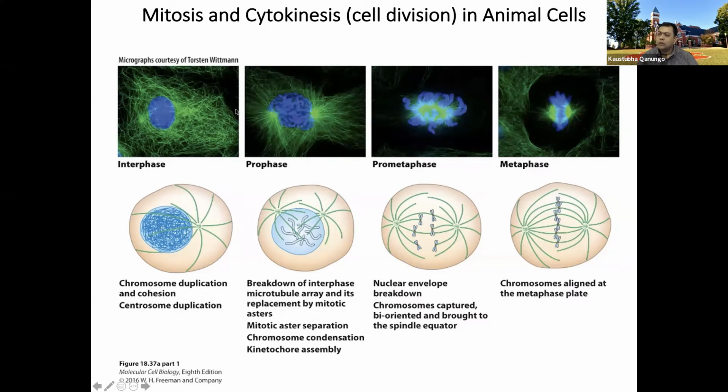So you can see that all the chromatins, this is a DNA specific dye, so all the chromatins and the chromosomes are in blue and the microtubules are in green. They are arranged in the metaphase plate.